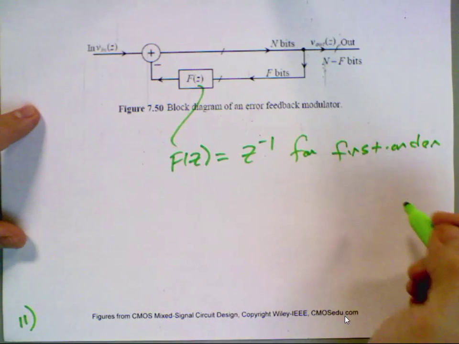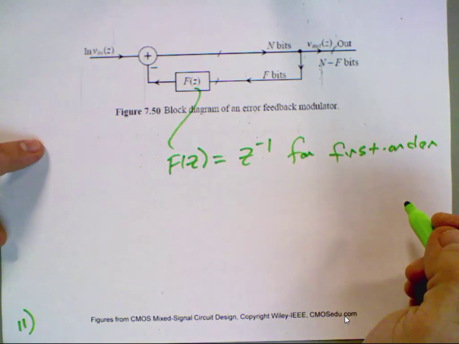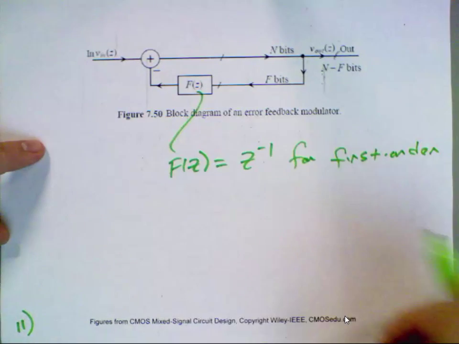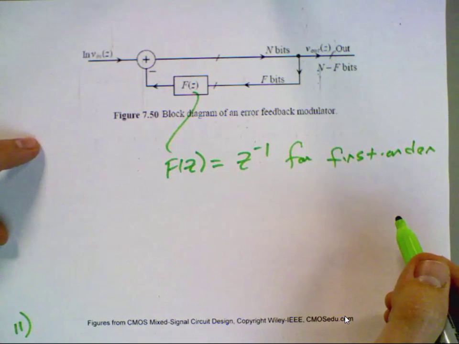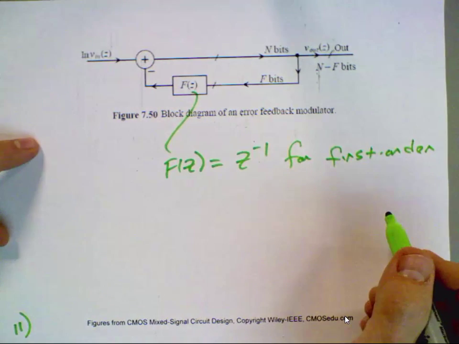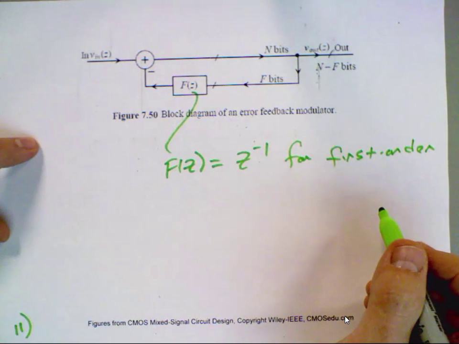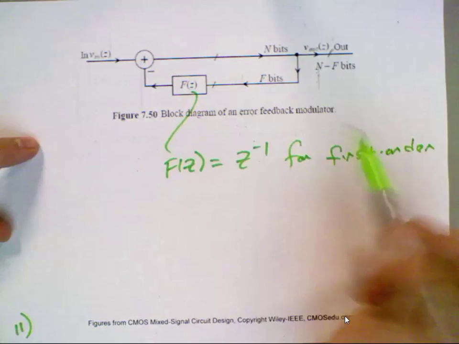So, question I have is, why do I need that there? Why can't I get rid of it? What does it do? Tell me in 2 different ways. Why? If I just had a wire there, what would be the problem?